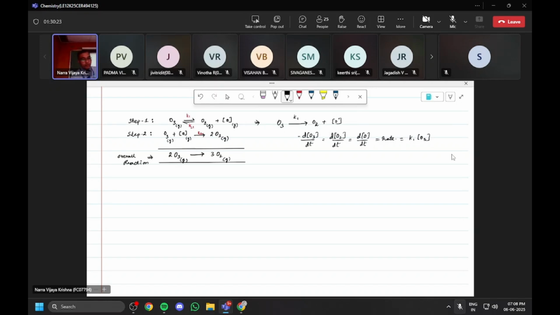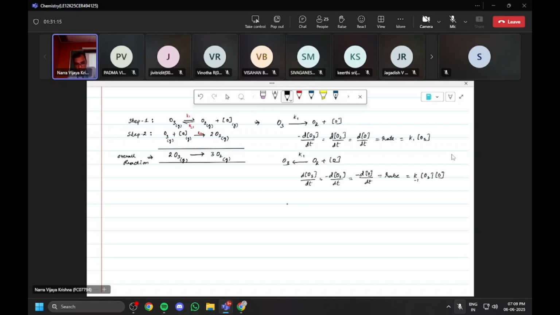Now coming to the second one. What is the second step? Backward. It can be written as K minus 1, O2 plus O going to O3. Now again, write the instantaneous rate formula. Now this will be the product, and these two are reactants. So what I'll write: d[O3]/dt equal to minus d[O2]/dt equal to minus d[O]/dt is the instantaneous rate. Now apply law of mass action: K minus 1 into [O2][O]. Right, sir? Because this is the reactant and this is the product now.